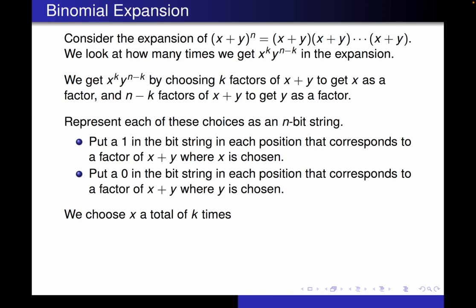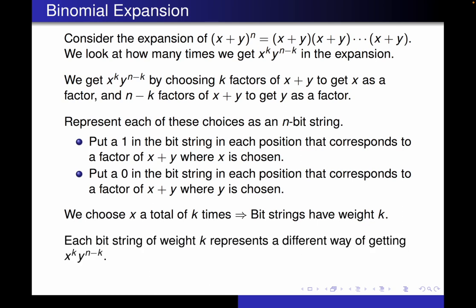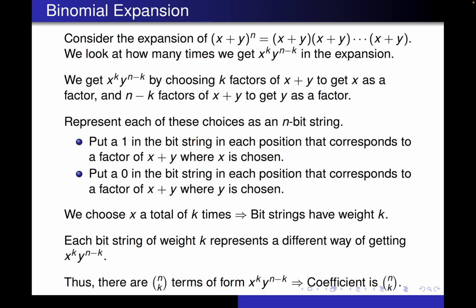So remember, we're going to choose x a total of k times, and if we're thinking of how that works with the bit string, that means our bit strings are going to have weight k. Each one of those bit strings of weight k represents a different way of getting x to the k, y to the n minus k. And since our bit strings have length n and weight k, n choose k is going to be the number of terms that we get. And so that's going to be our coefficient as well: n choose k. All right, so that wasn't too bad.